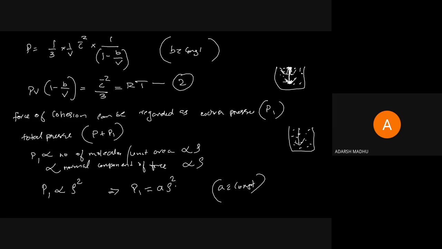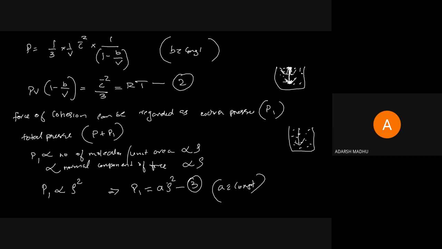And that P1 equal to A rho square is equation 3, and this equation is equation 4. From 3, P1 equal to A into rho square. Substitute the value, P plus A rho square into V minus B equal to RT. And as I said, we substitute rho equal to 1 by V.